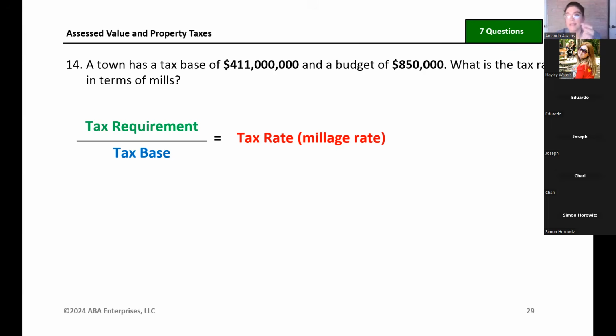Remember, the tax base is the bigger number. It's going to be on the bottom. Big bottom, big on the bottom. The budget goes on top, the tax requirement.